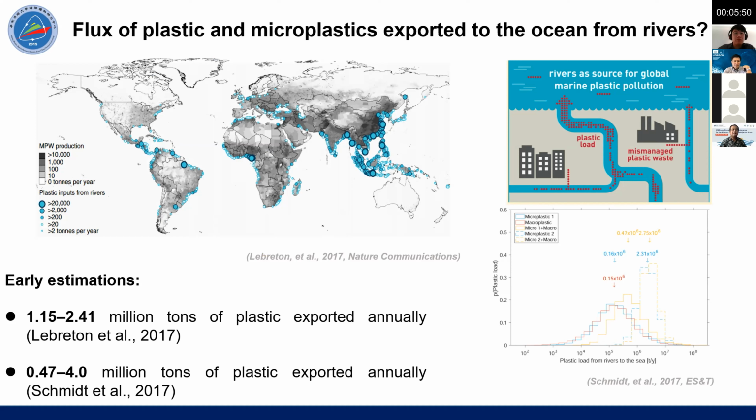Due to the lack of in situ monitoring data, previous efforts tried to estimate the riverine plastic flux from modeling approaches. For example, Lebreton et al. estimated that 1.50 to 2.41 million tons of plastic were exported by global rivers annually. And Schmidt et al. gathered a similar range by a different model approach.